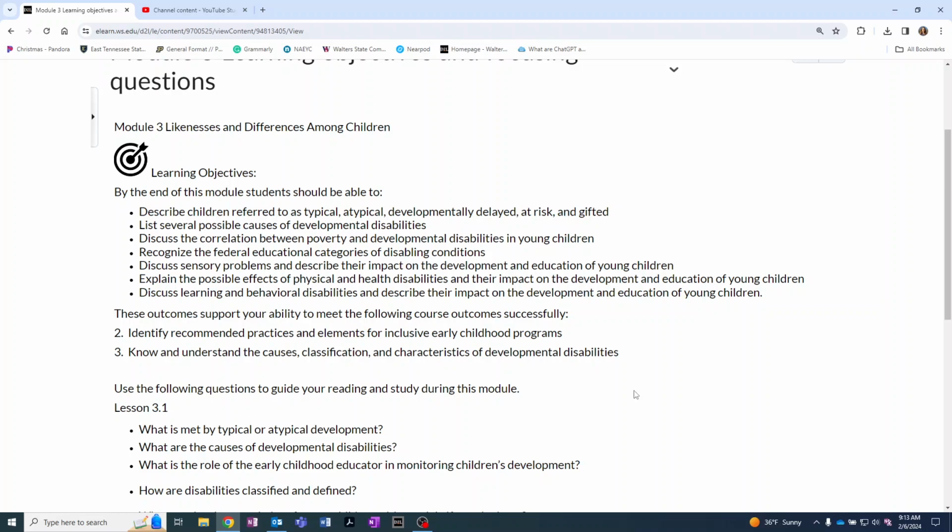Discuss sensory problems and describe their impact on the development and education of young children. Explain the possible effects of physical and health disabilities and their impact on the development and education of young children. And the last one is discuss learning and behavioral disabilities and describe their impact on the development and education of young children. So see, there's lots of objectives in this module.